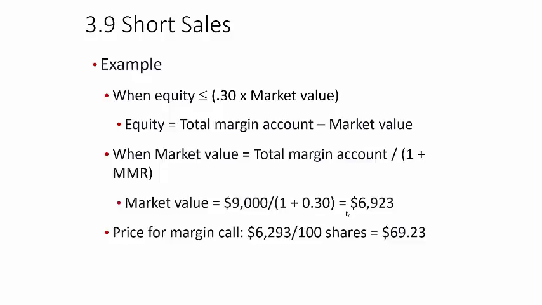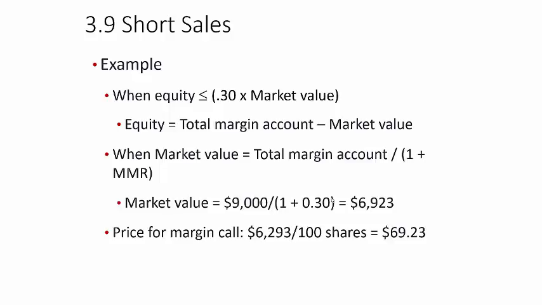is 6,923. This is an error right here. This should be 923, not 293. Divided by 100 shares will give you $69.23. Okay? So this is the share value at which they may call the margin.